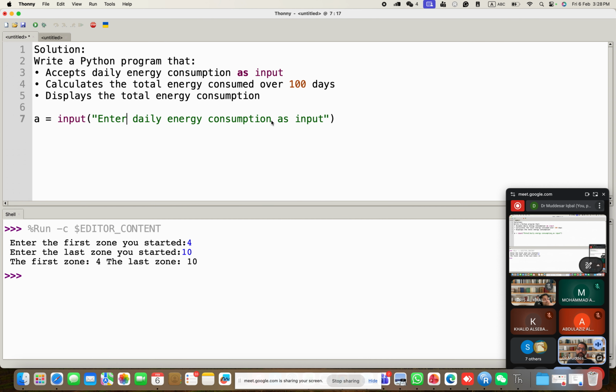Enter daily energy consumption. Doctor, should I write enter or I can just copy and paste and write input and bracket and daily energy consumption? Yeah, you can just say daily energy consumption. Enter is more like you're telling him what to do, right? For us only. Thank you, Doctor. That's a special privilege you have for us there.